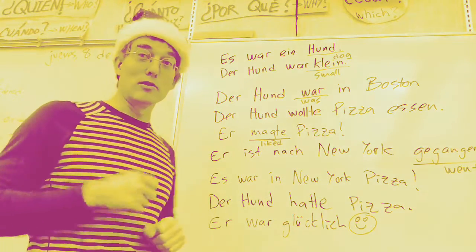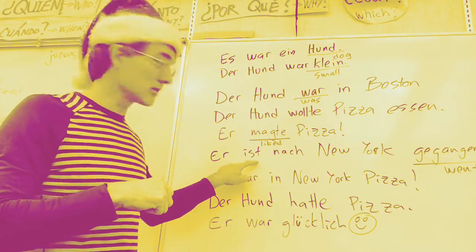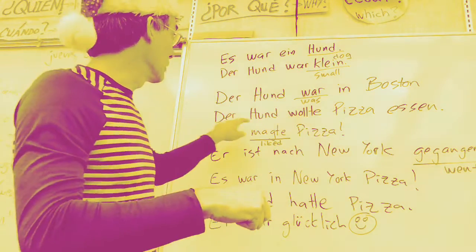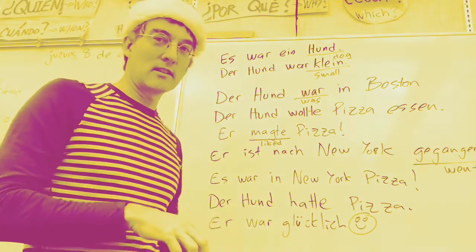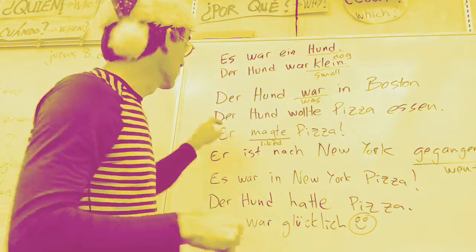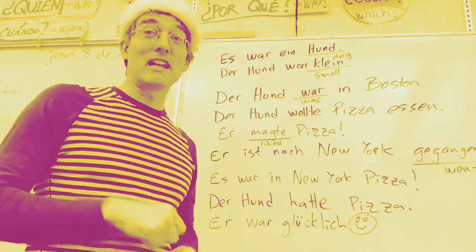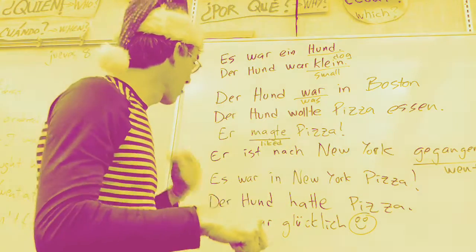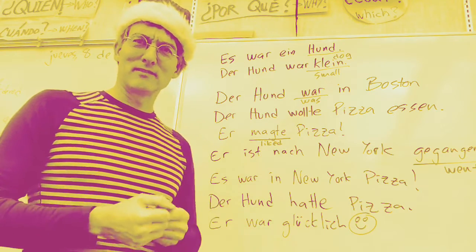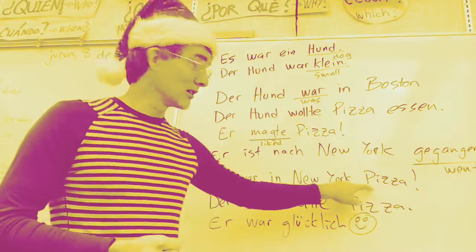Er ist nach New York gegangen. Okay. Der Hund ist nach New York gegangen. Der Hund ist nicht nach Vancouver gegangen. Der Hund ist nach New York gegangen. Es gab in New York Pizza. Okay? Es gab in New York Pizza.